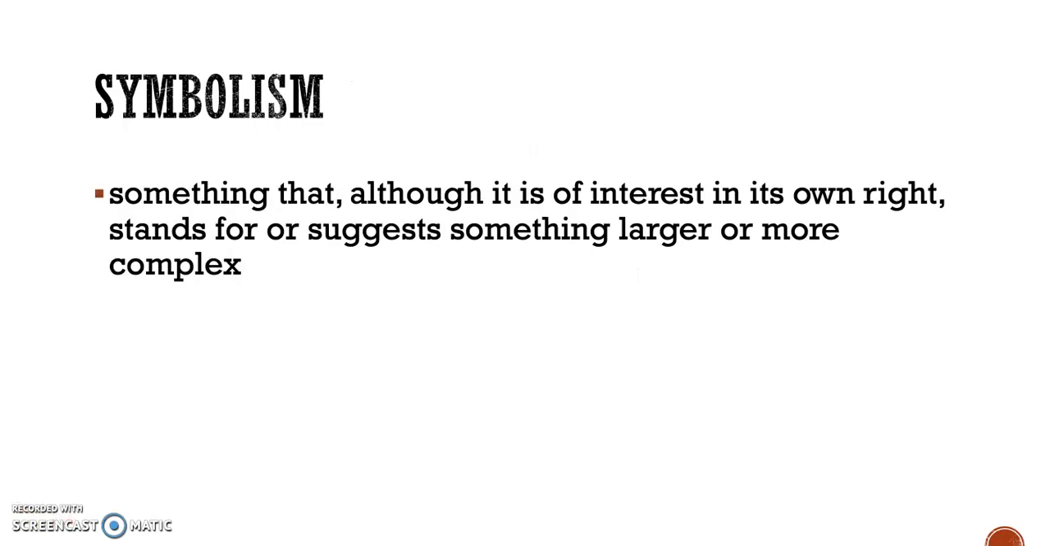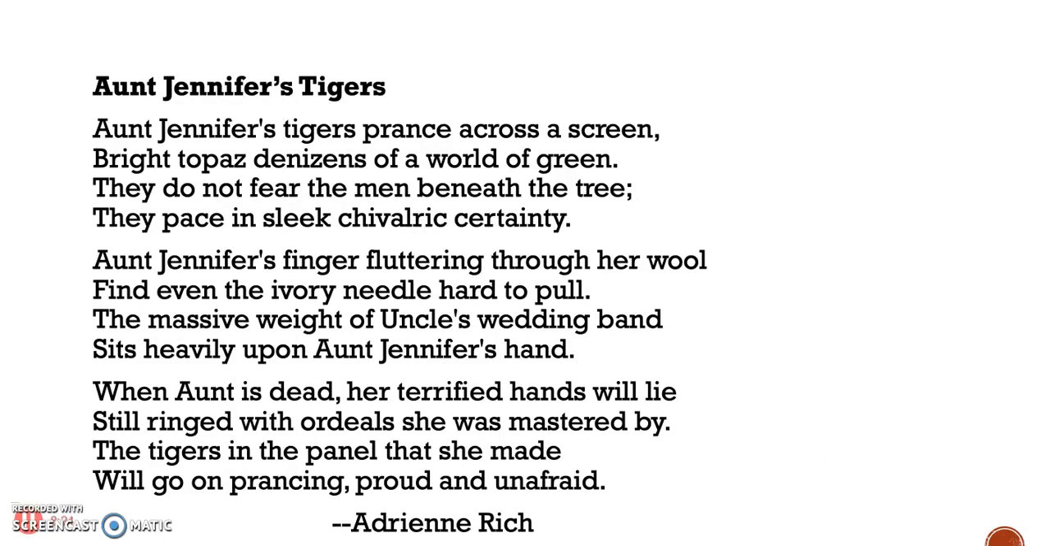We also could have symbolism, and it's something that makes sense in and of itself, but it stands for or represents something larger and more complex. So in this poem, we could say that Uncle's wedding band, as it sits heavily upon her hand, is a symbol of marriage, right? And the way that they're tied together legally and through their lives is weighing on her. So it's a symbol for marriage, even though it could actually be a literal ring that's sitting on her finger.